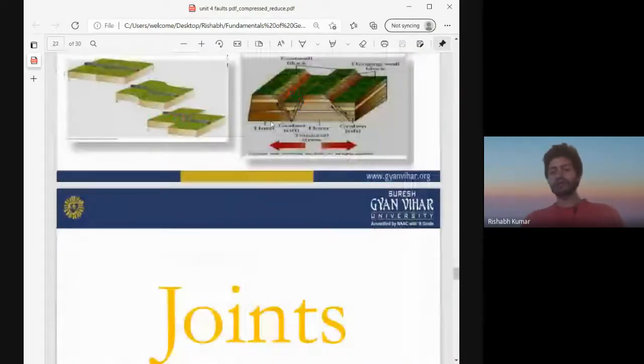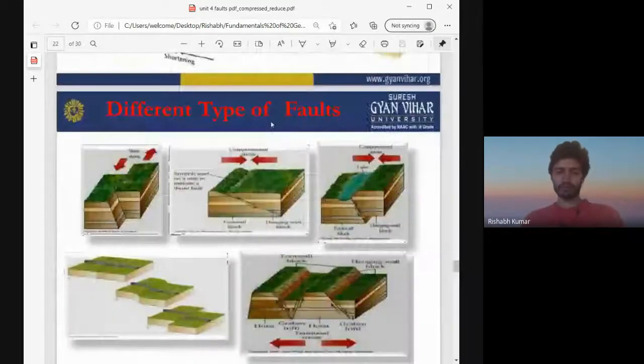Okay, so I think that is it for today. We will discuss joints in our next session.